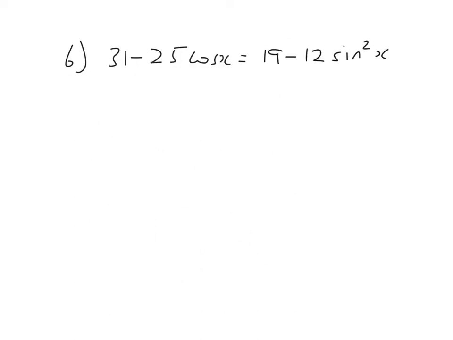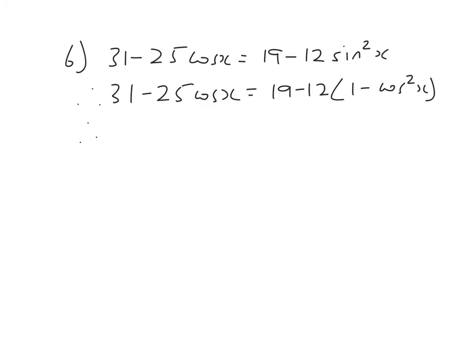Right, question 6, we've got to solve this equation. We've got a cos and we've got a sine, but let's use the main way of converting from sine squared to cos squared by remembering that sine squared is 1 minus cos squared. So 31 minus 25 cos x is 19 minus 12 plus 12 cos squared x. Let's make this into a quadratic.